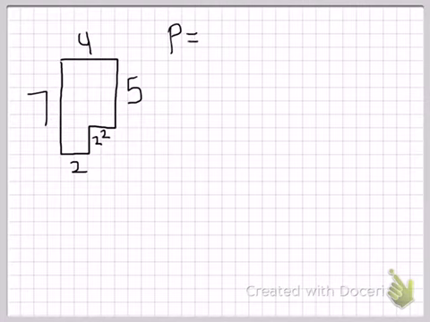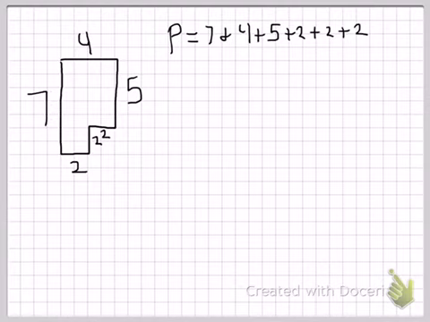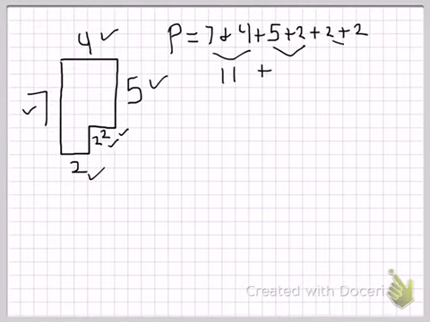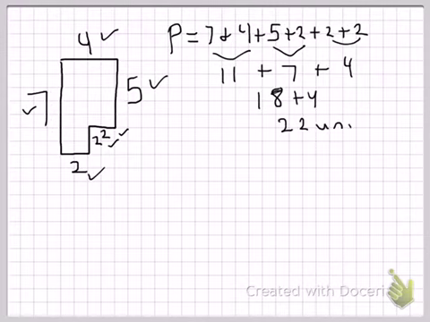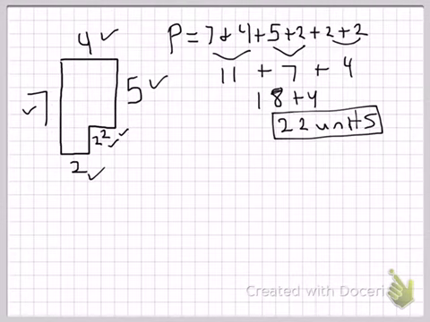For the perimeter, we are taking all of our units, so 7, 4, 5, and then I have 3 different 2s. So I've taken care of that side, that side, that side, and all 3 2s. When I add these together, I get 11, 7, and 4. 11 and 7 is 18, plus 4 is 22, and always, always include your units.